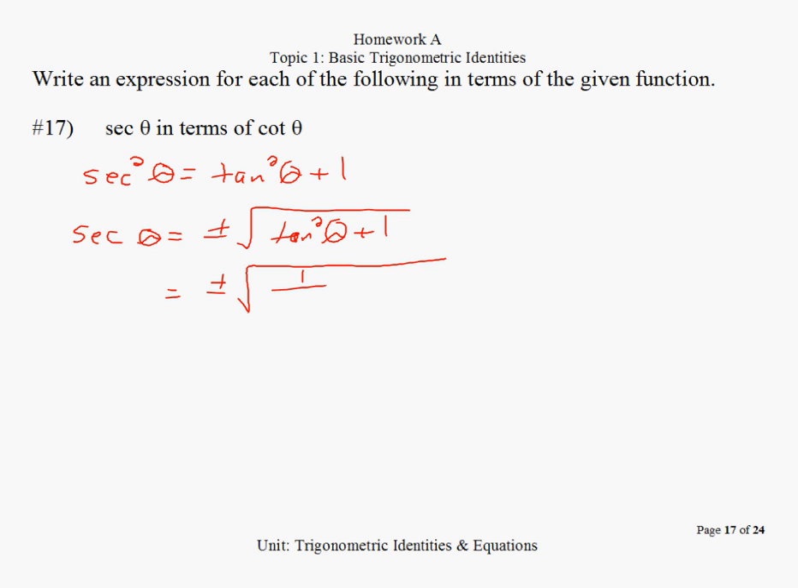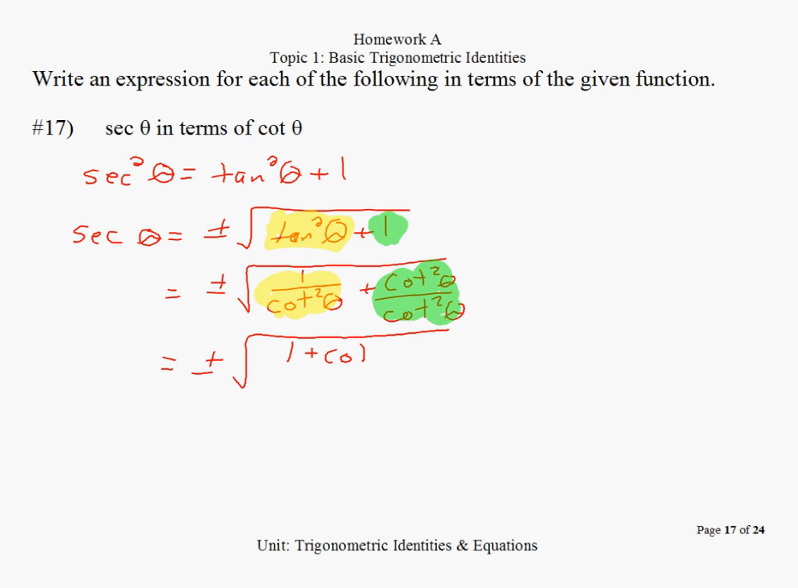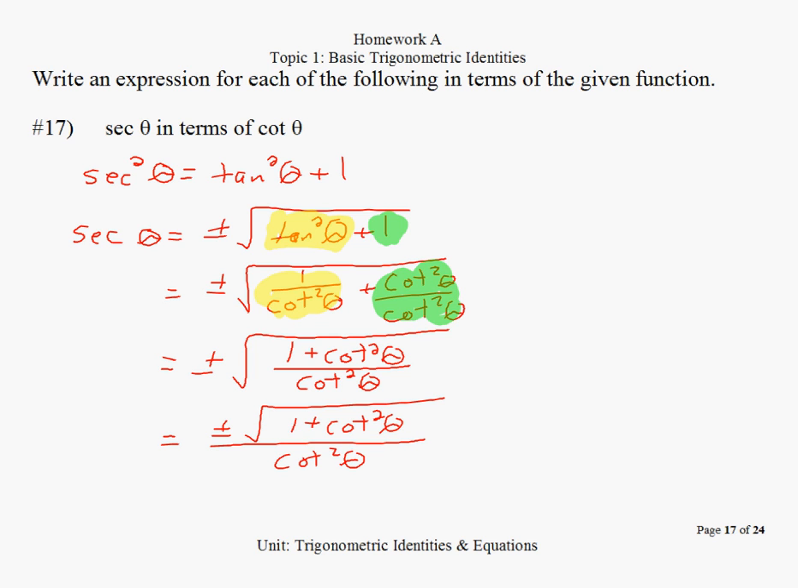And then if you change tangent to cotangent using the reciprocal identity, also recognize that we're going to have to add 1 to this. 1 as a fraction is cotangent over cotangent. I'm doing that so I have common denominators. Once you have common denominators, you add the tops, leave the bottoms the same. We have a square root of a fraction, which is not proper to leave that way.